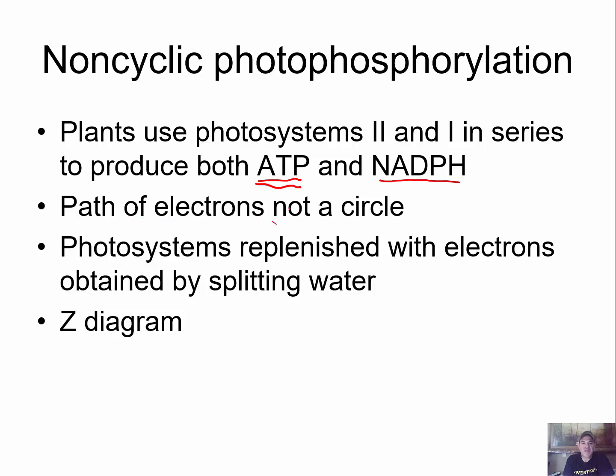So it's non-cyclic because the electrons do not circle back to any of the chlorophyll molecules. Those electrons actually go to reducing NADP+. So the photosystems are going to replenish their electrons ultimately by splitting water, which generates electrons. And this process, we've already seen, can be explained by the Z diagram.